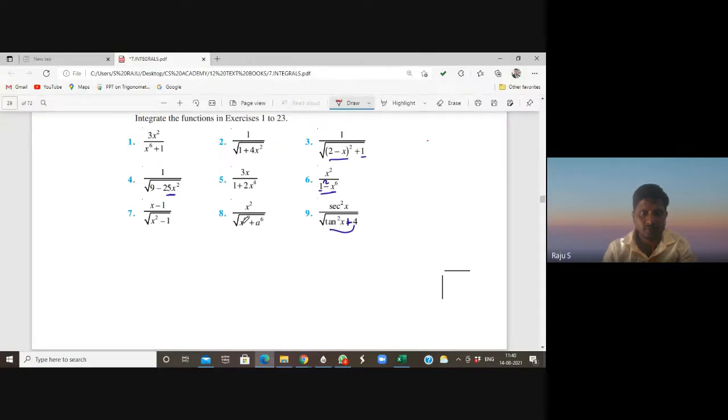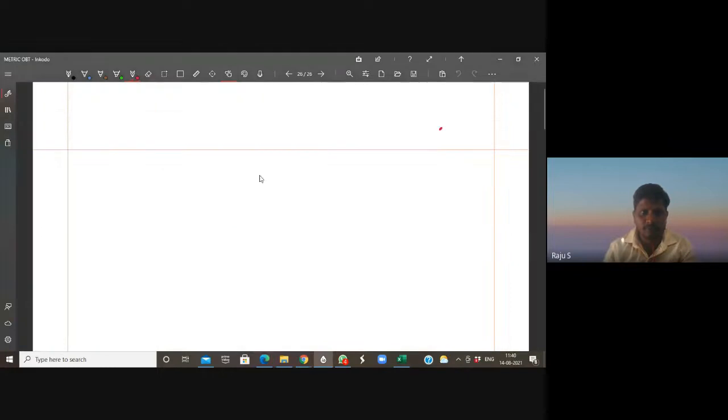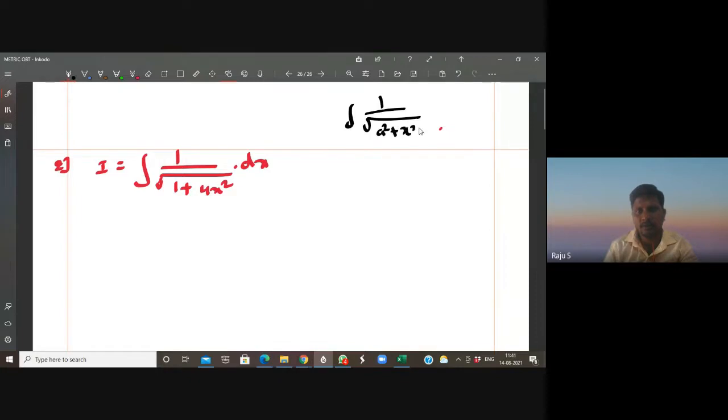Next question. Integral of 1 by root over 1 plus 4x square. See here, there is a square root, and there is a formula here. The formula is integral of 1 by root over a square plus x square dx, which is equal to log of x plus root over a square plus x square. We can write the answer directly if it is an MCQ question. Here I want to write this as 1 by square root of 1 plus 2x whole square.